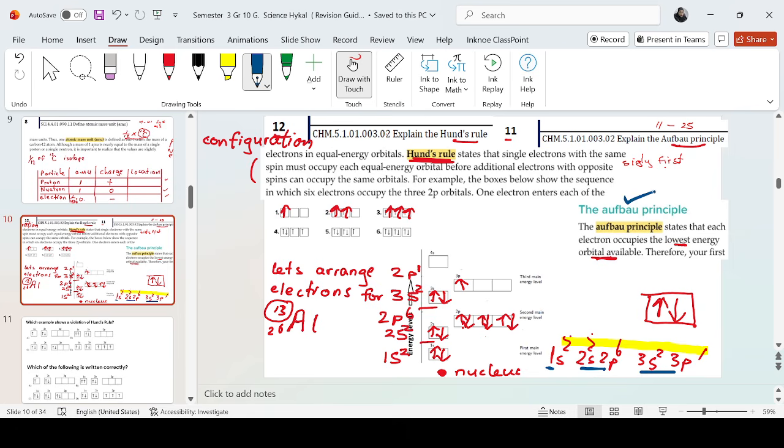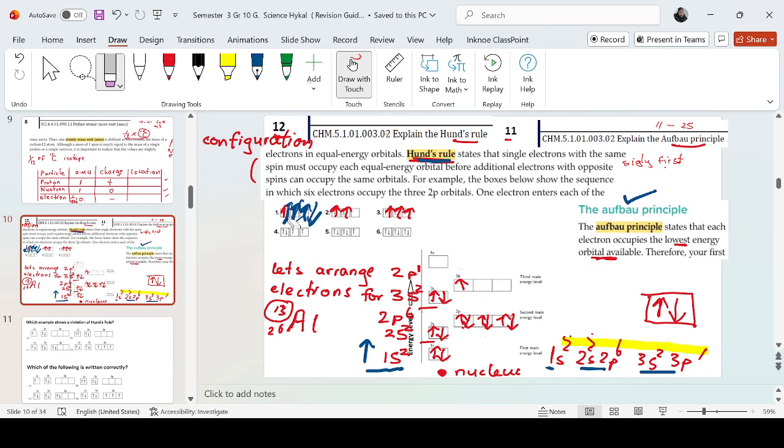Aufbau principle says electrons occupy the lowest energy level first. When filled, then they go up to the next level. Hund's rule: when electrons occupy these orbitals, they occupy the orbitals singly first, 1, 1, 1 each, before pairing. Okay? That's Hund's rule.